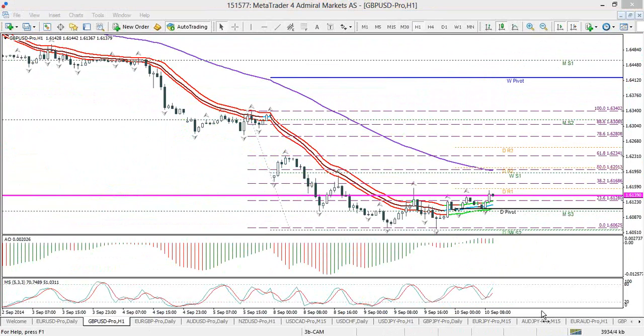Let's see, other pairs. Otherwise, I move on. But basically, I think same plan, same approach as the Euro Dollar. Yeah, the band here is 21 indeed, and the single EMA is 89.